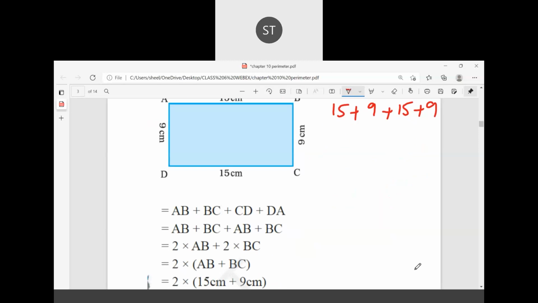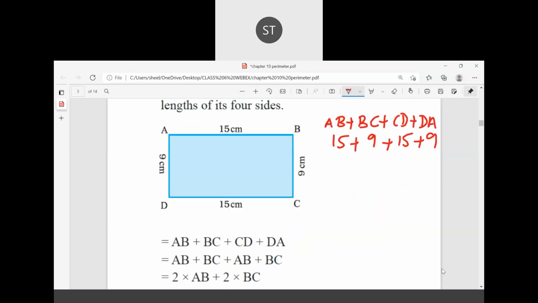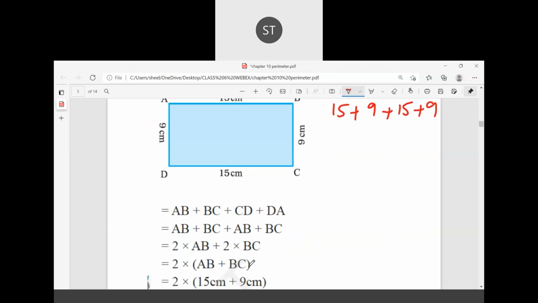So how many times we add this, we'll get the answer only. So instead of writing this, what they told means opposite sides are equal, isn't it? We have to reach the formula. So CD we are writing AB. Similarly, BC and DA are equal. So BC and BC we are getting. So 2 times AB, 2 times BC only.